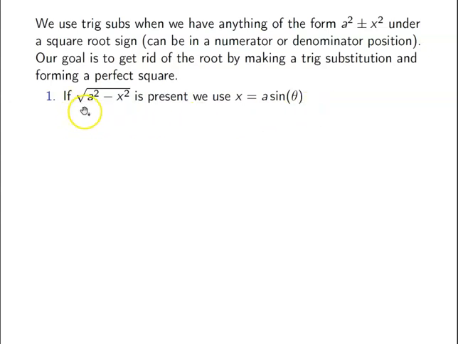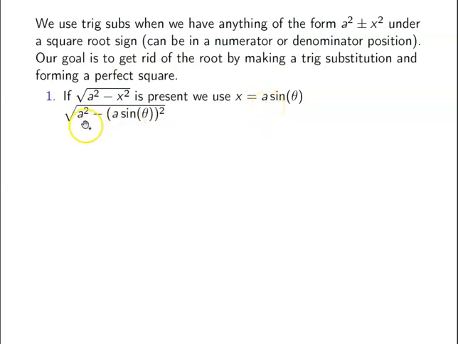So if we have the square root of a squared minus x squared, then we want to use x equals a sine theta. So again, whatever form, whatever constant is in there, you're taking the square root of that, and that is our value of a.